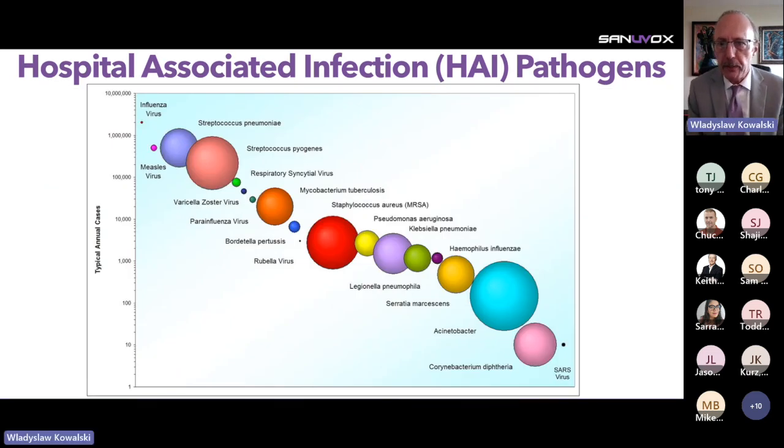The frequency of pathogens in hospital environments is shown here in the typical annual cases. We can see we can have several million of influenza virus. This chart needs to be updated because SARS coronavirus is now the number one hospital nosocomial infection, and it would sit way up here above influenza.